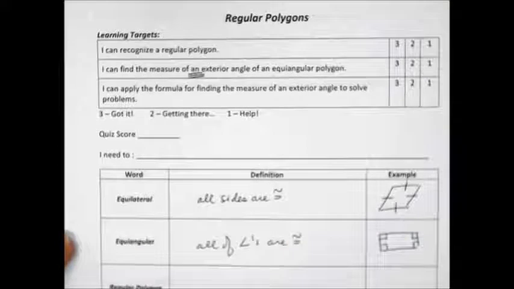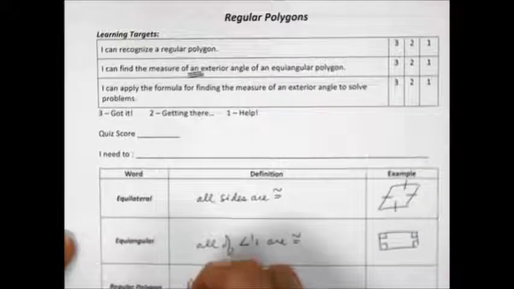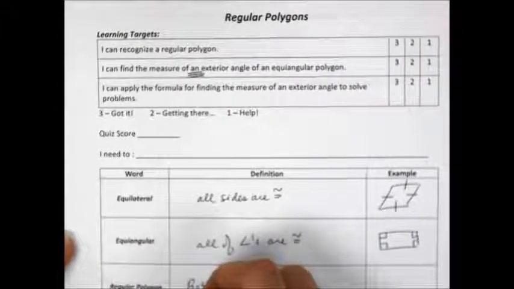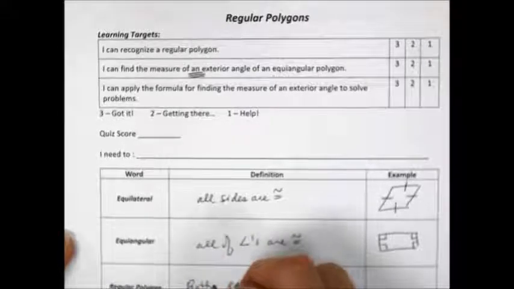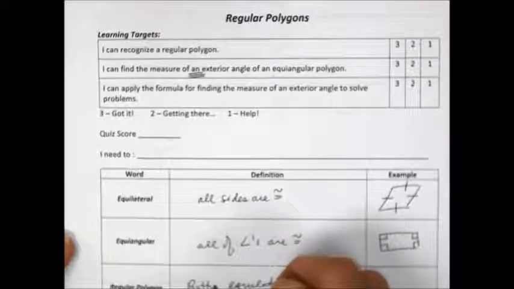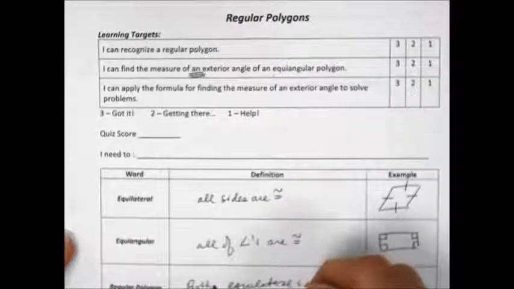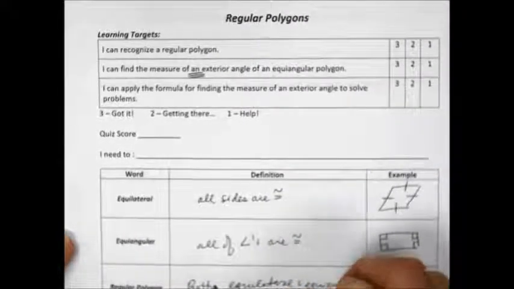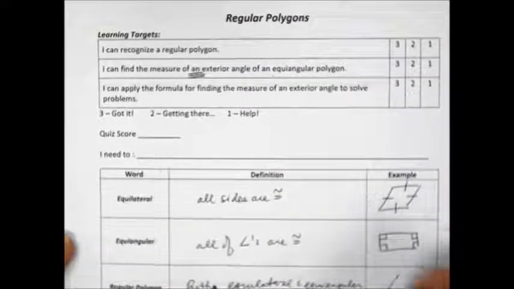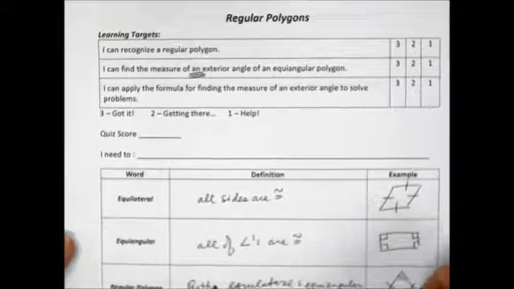A regular polygon would be both equilateral and equiangular. So we've talked about an equilateral triangle, all those sides are congruent and all those angles are congruent.